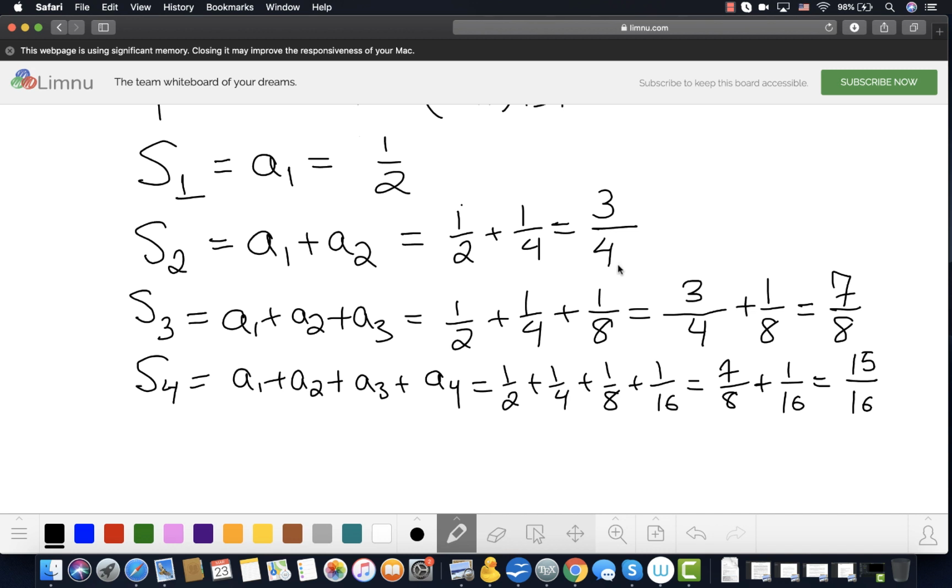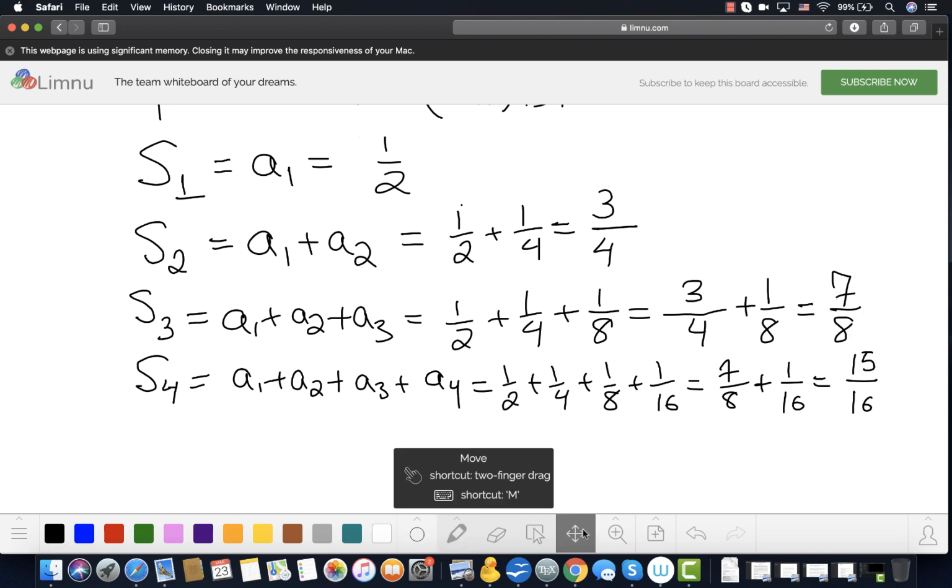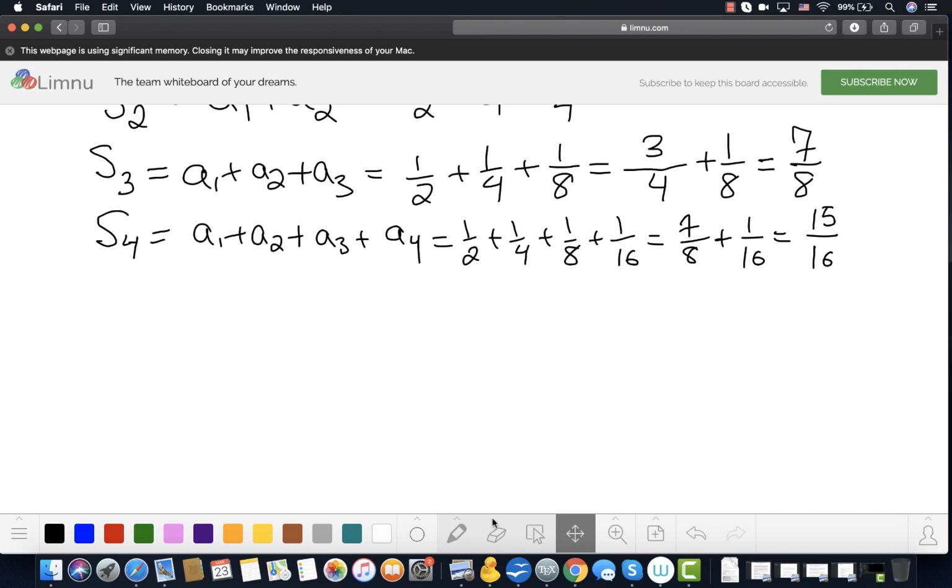So let's think. The denominators that we're getting are powers of 2. So 2, 4, 8, 16. And the numerators are just 1 less than the denominator. So it's 4 here and 3 here, 8 here and 7 here, and 16 here and 15 here. Okay, so if you're not convinced that the pattern will continue, maybe we can do one more term.